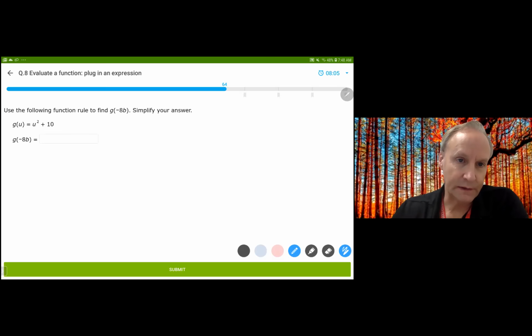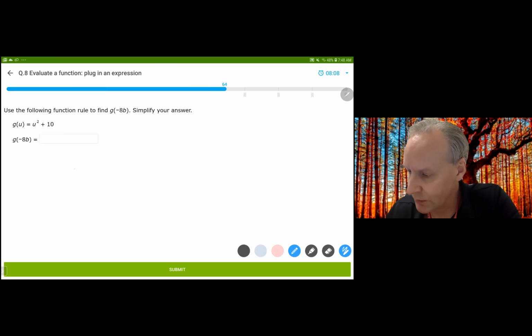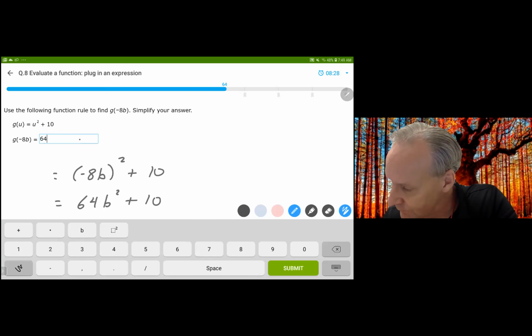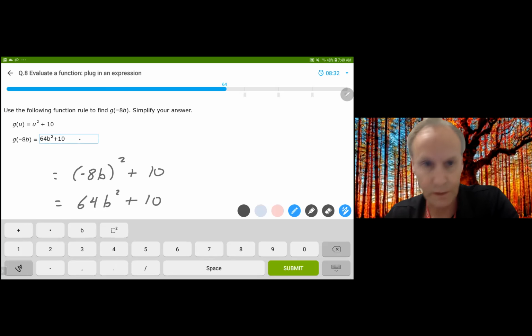Oh, okay. Now this one's a little bit better. This one you probably already know how to do. This is going to be negative 8b. We're going to replace the u with that. We're going to square it, and we're going to add 10. So that's going to be negative 8b times negative 8b, which is positive 64b squared. The plus 10 is still there. Looks good.